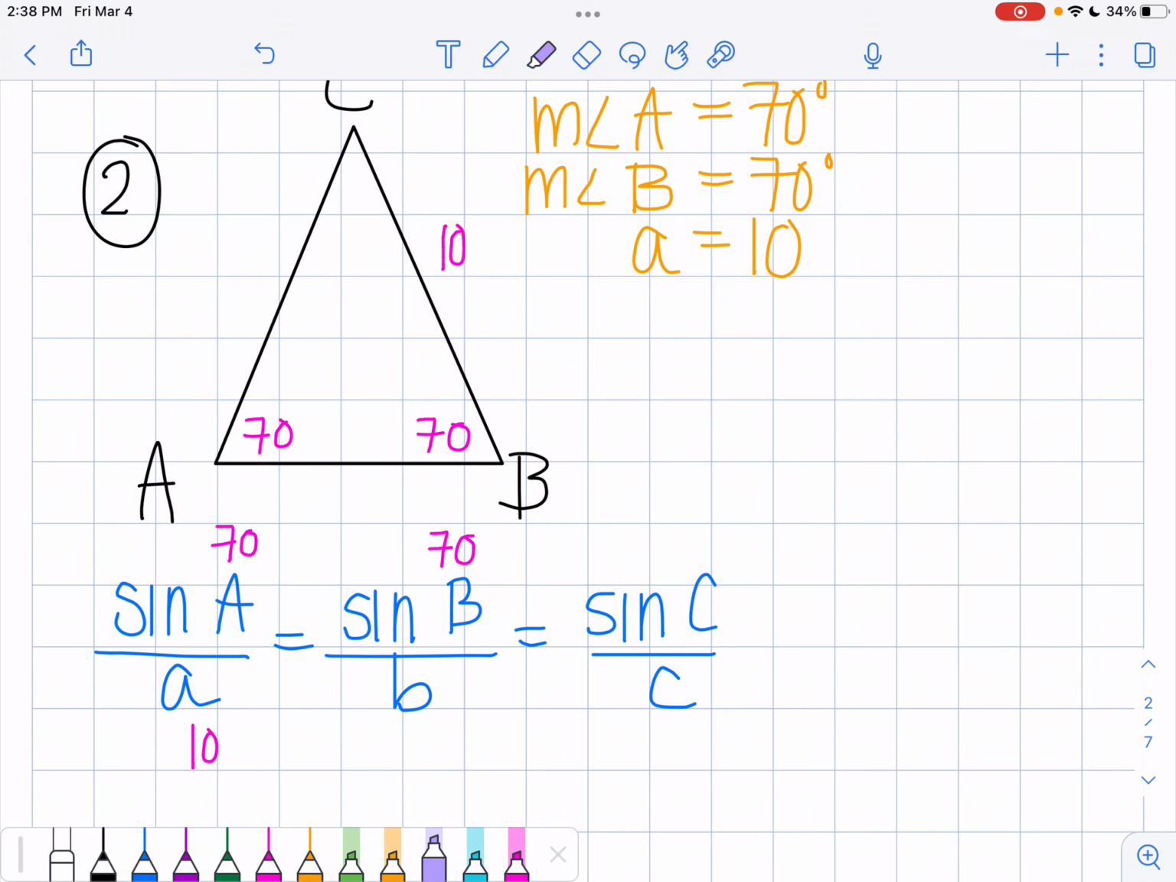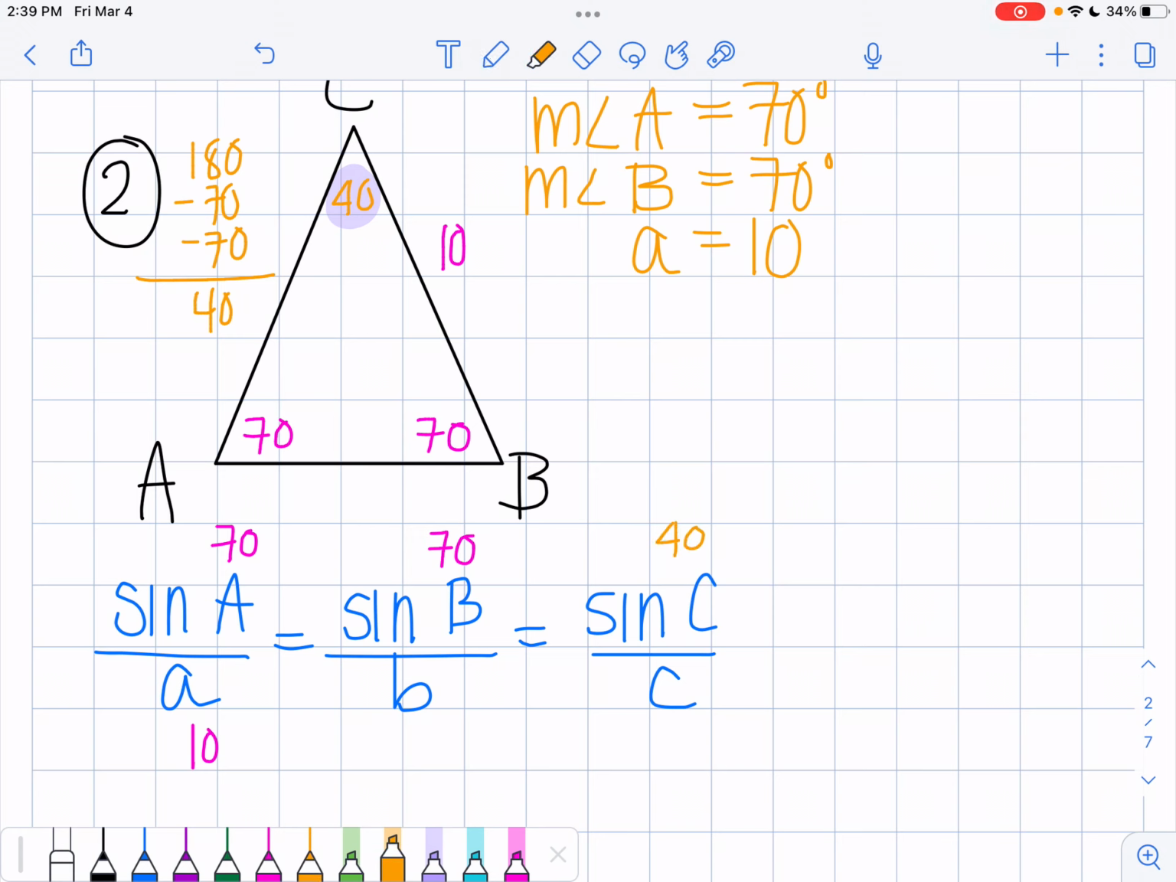Again, I can find this missing angle because I know all angles in a triangle add up to 180 degrees. So this is going to be 180 minus 70 minus 70, or 180 minus 140, which is going to give me a 40-degree angle.